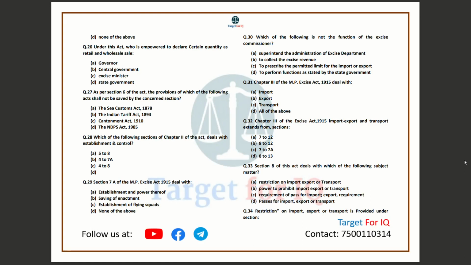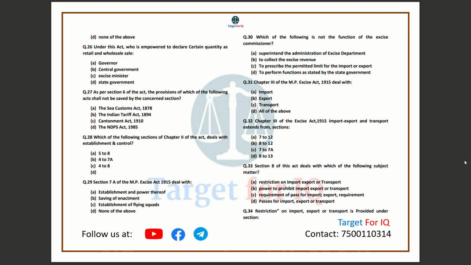Question number 26. Under this act, who is empowered to declare certain quantity as retail and wholesale sale? Option A, governor, B, central government, C, excise minister, and option D is state government. The correct answer to question number 26 is option D, that is state government.